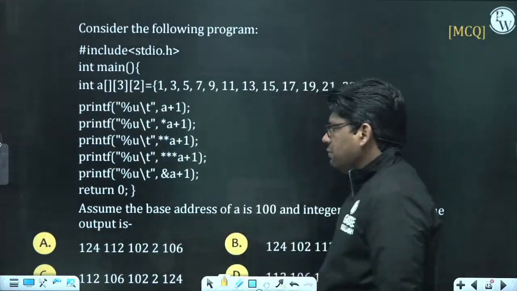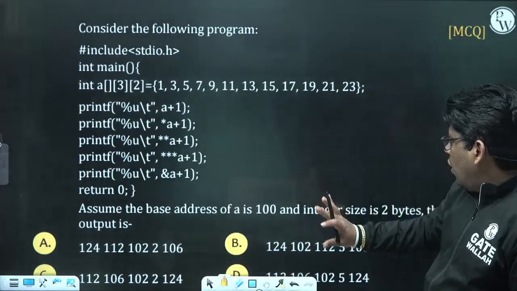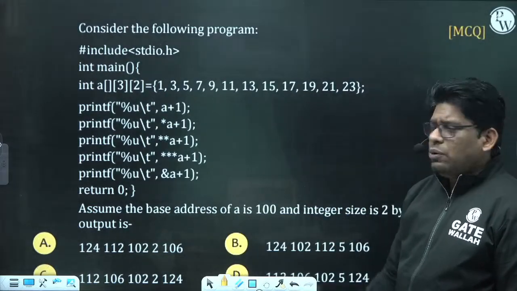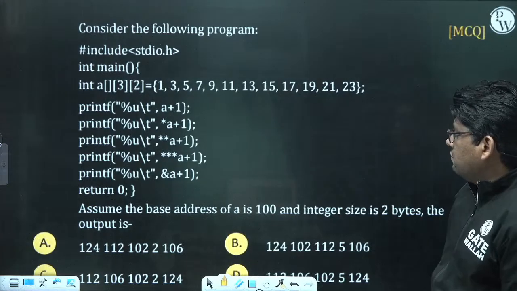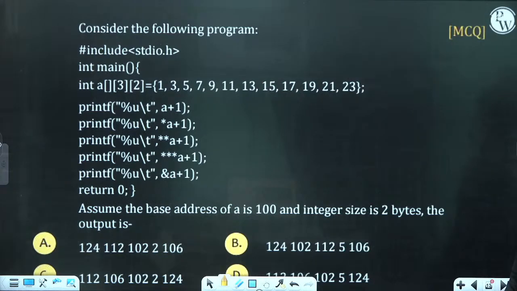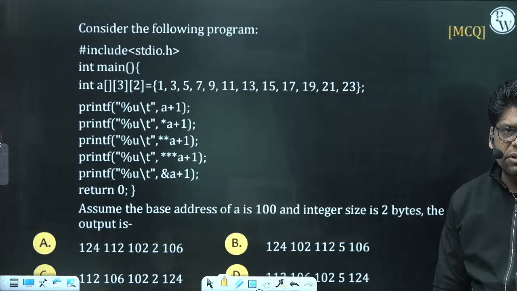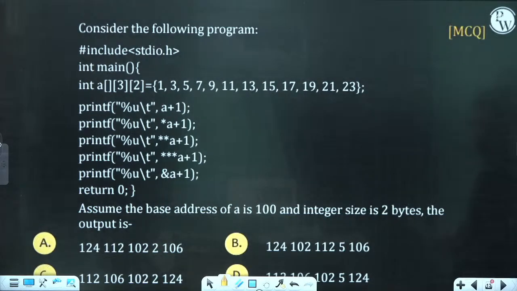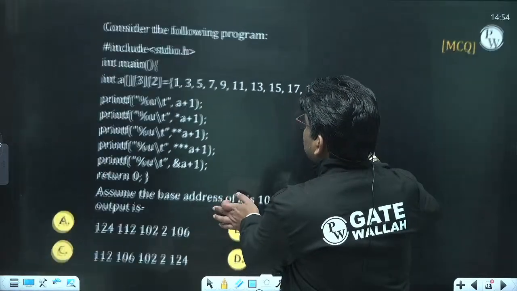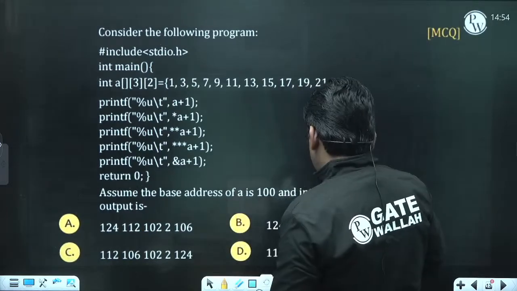Let's try to solve this. I hope now you all can solve this easily. But still, I'm giving you 2 minutes of time. Just try to focus and try to solve this particular question.